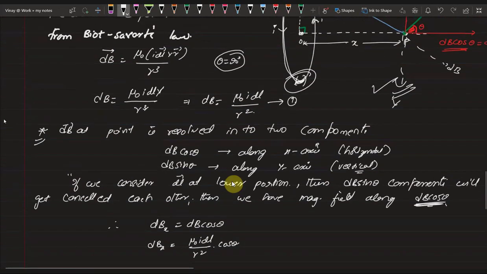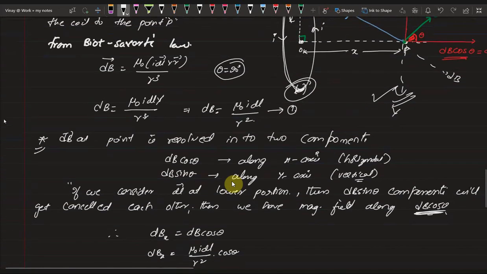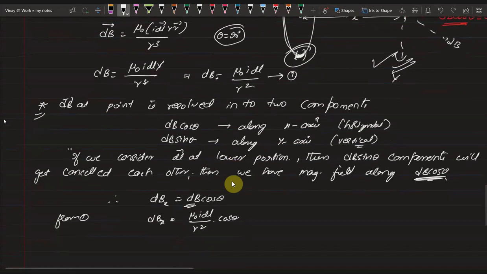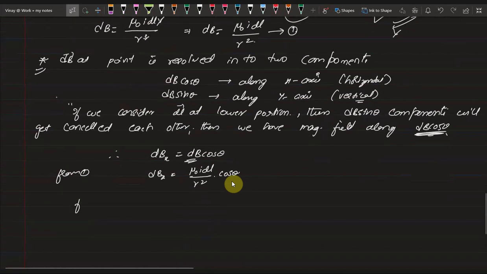Okay, from equation number one, in equation number one I am substituting the value of d. Okay, students, now I will explain a few things. Look at the figure. I'll take the figure. So this is the figure.